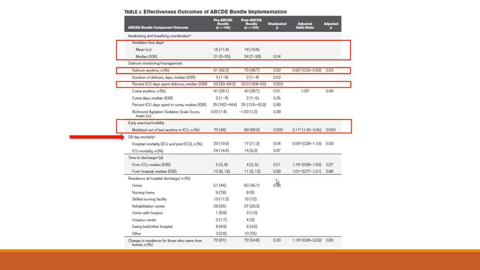And this is the breakdown of the data here. And so you clearly see that patients were liberated from the vent sooner. Patients were less delirious and were in the ICU less. With regards to mortality, if you look at the data here, there's a clear breakdown in mortality, but this didn't reach statistical significance. But you clearly see a break there.